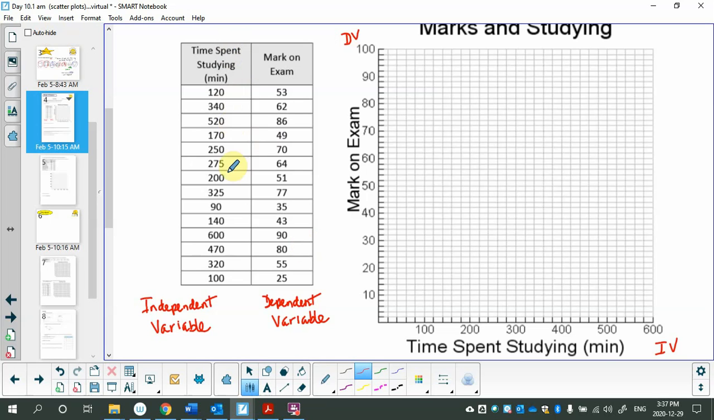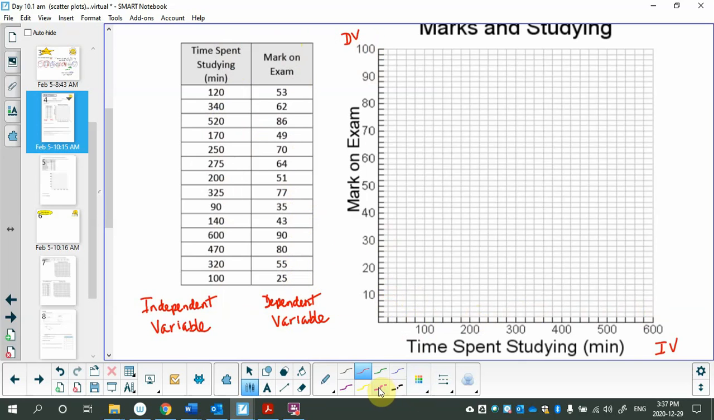The time you spend studying does not depend on the mark that you get on the exam, because you study before the exam. So the independent variable is always the first column and the x-axis, and the dependent variable is always the second column and the y-axis.